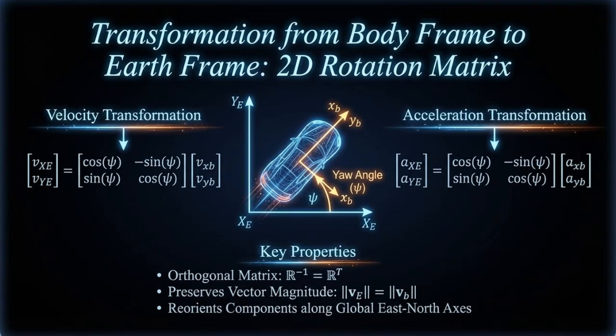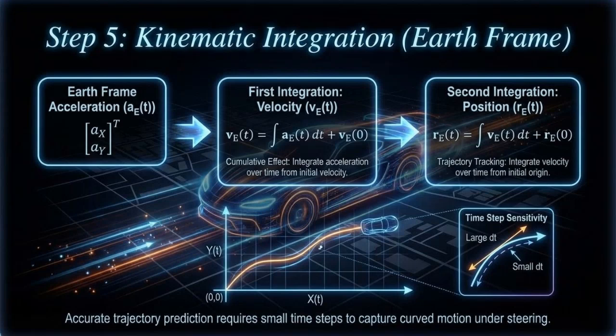The matrix rotates vectors by the yaw angle without changing their magnitude. This works because the matrix is orthogonal, meaning it preserves length and energy. After rotation, body frame forward and sideways motions become eastward and northward components in the global frame. This transformation allows us to move from vehicle-centric physics to map-level motion, which is essential for trajectory prediction, navigation, and simulation.